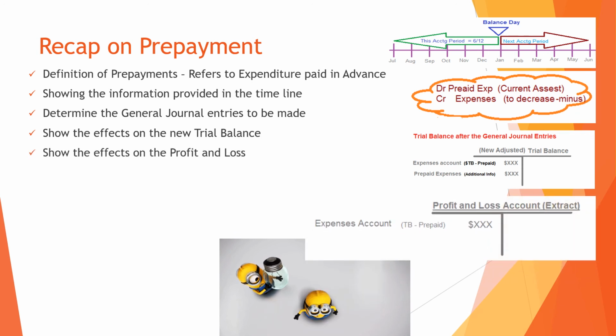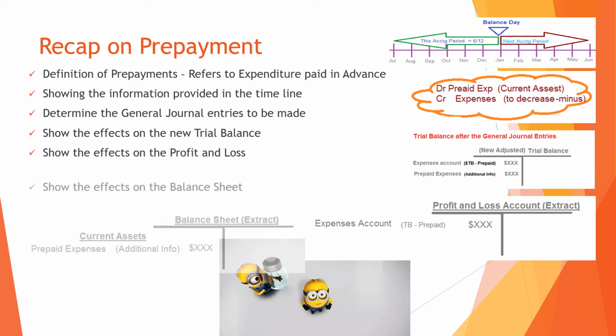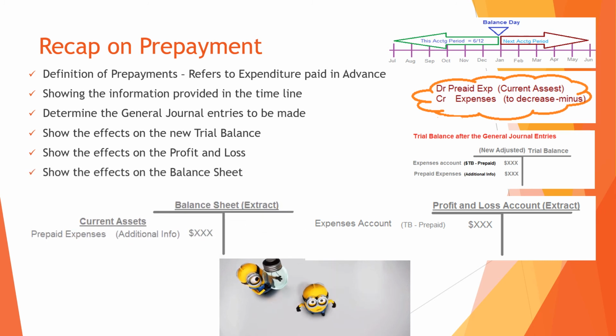Next one is to show the effect on the profit and loss. We have seen there the expense account on the debit side. And lastly, the effect on the balance sheet will be on the current asset. We have prepaid expenses, the amount that was in the additional information.